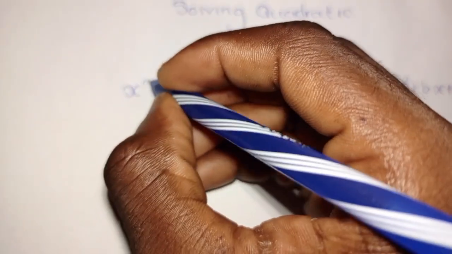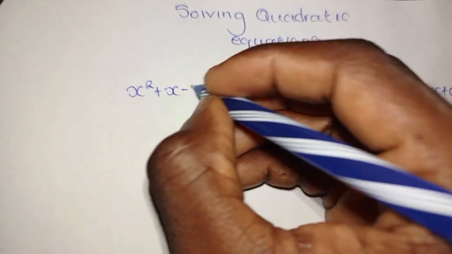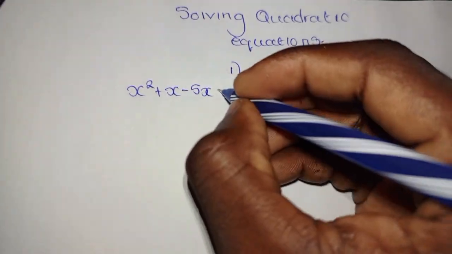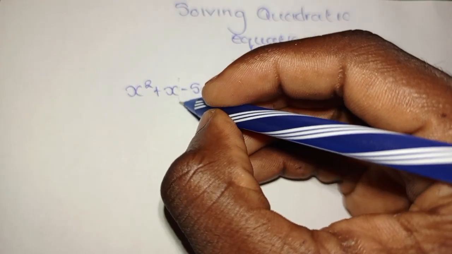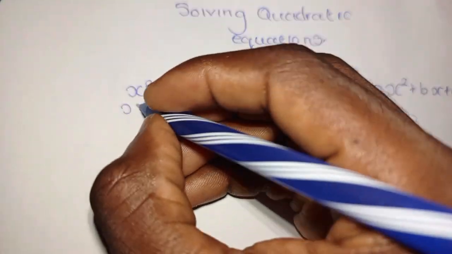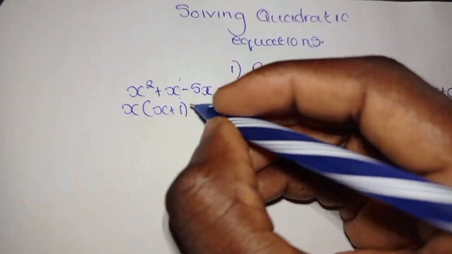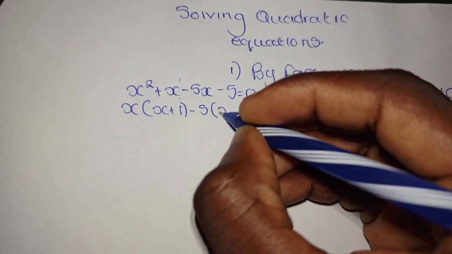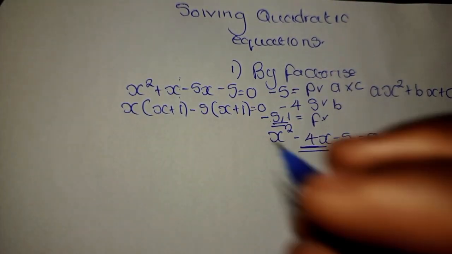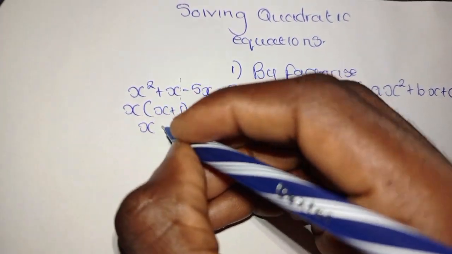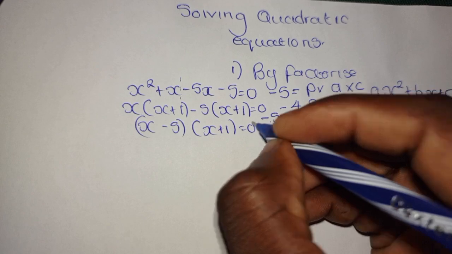So we will have x squared plus x minus 5x minus 5 being equal to 0. Then we can draw an imaginary line there. So we can say that x can be factorized, so you remain with x plus 1. And also here, negative 5 can be factorized, you remain with x plus 1 being equal to 0. Then from here, you group what is outside, so you have x minus 5, and only collect one bracket because they are the same.